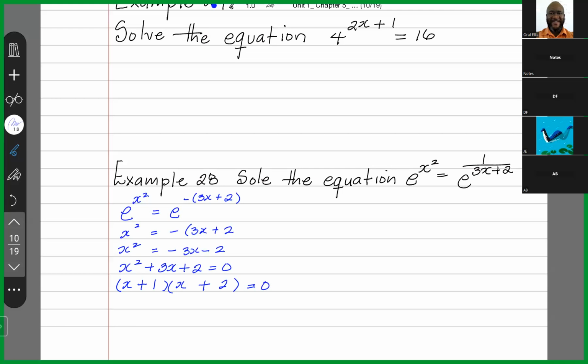So now I'm multiplying two factors and I'm getting 0. x plus 1 multiplied by x plus 2 is equal to 0. And if you're multiplying two things and you're getting 0, either the first is equal to 0 or the second is equal to 0 or both are equal to 0. So to finish, we have x is equal to minus 1 or x is equal to minus 2.